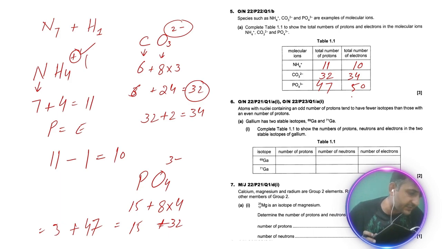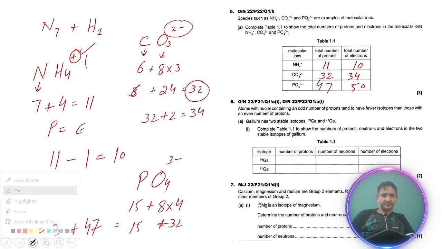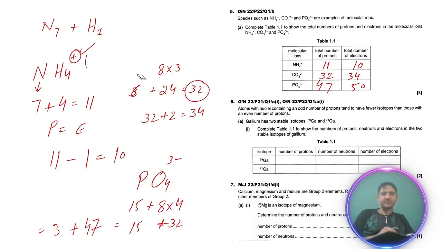Now we have the next question. Atoms with nuclei containing an odd number of protons tend to have fewer isotopes than those with an even number of protons. So the number of protons. Now we need to find the number of protons and neutrons and so on.